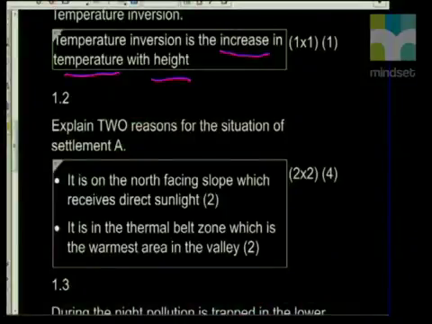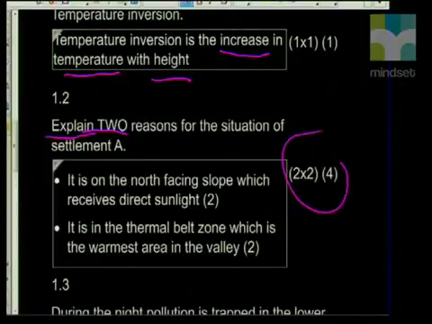It spoke about 2 reasons. All right, let's get my pen again. 2 reasons, and it says explain. When we start with explain, remember the difference in the mark allocation. For each explanation, it's 2 marks. So let's look at it.